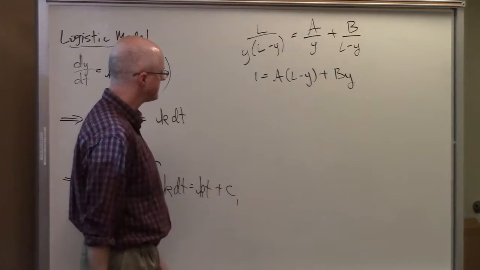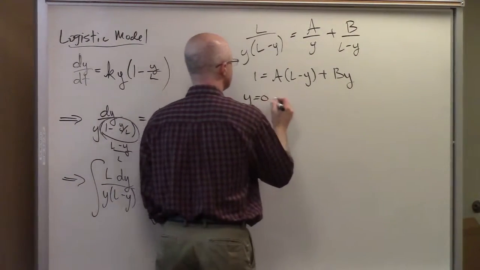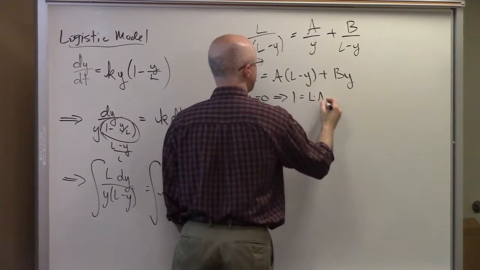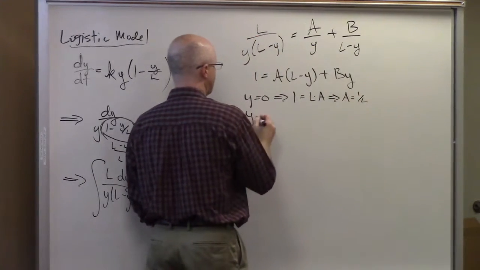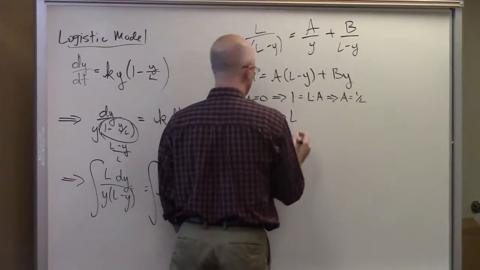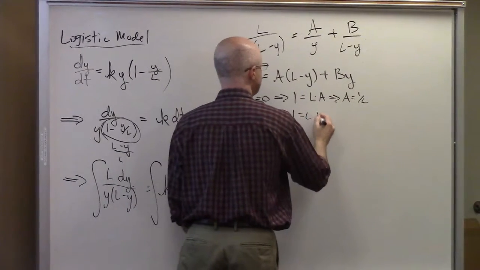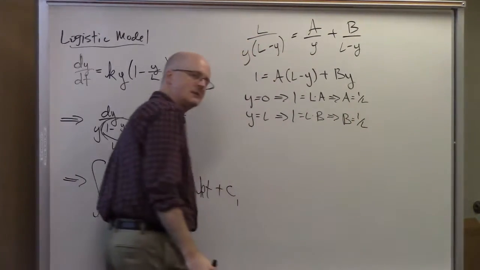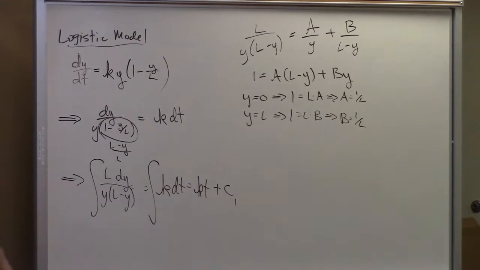Plug in your special values of y to make it simple to solve for A and B. When y is 0, for example, the equation becomes 1 equals L times A, so A must be 1 over L. And when y is L, the equation becomes 1 equals L times B, so B must also be 1 over L. Plug those in there.